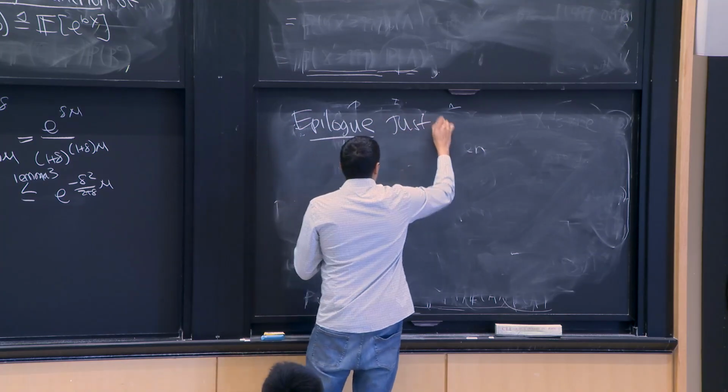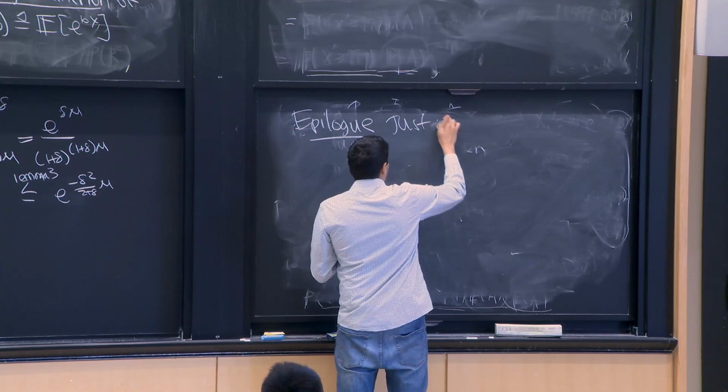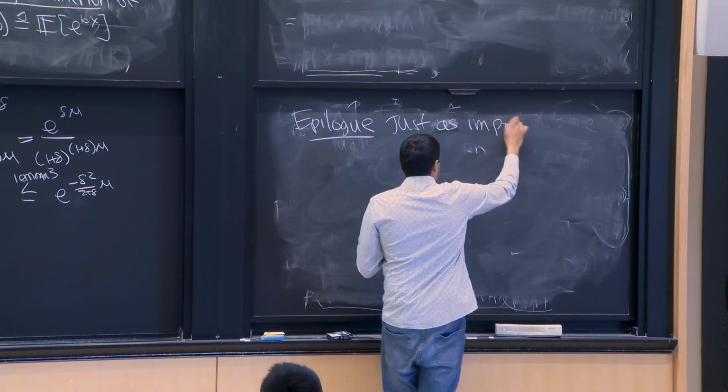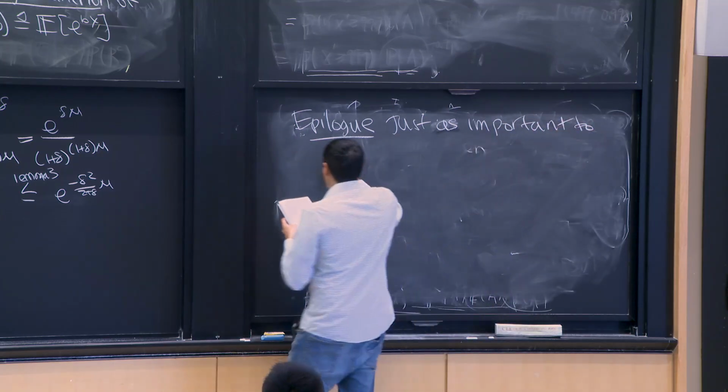It's not just important to know how to use the Chernoff bound, but I want to claim that it's just as important to know when tail bounds don't apply.